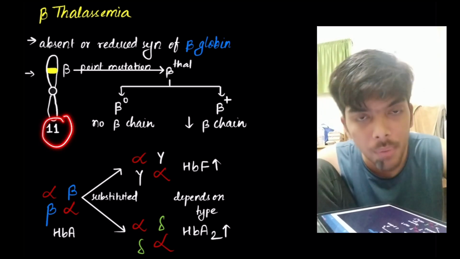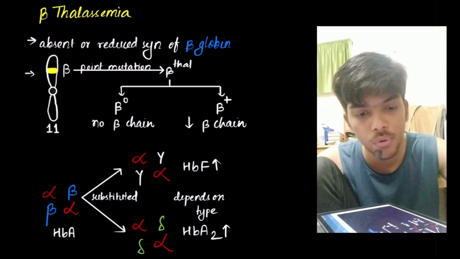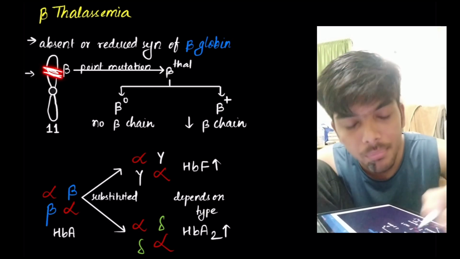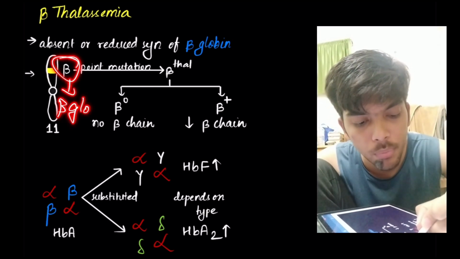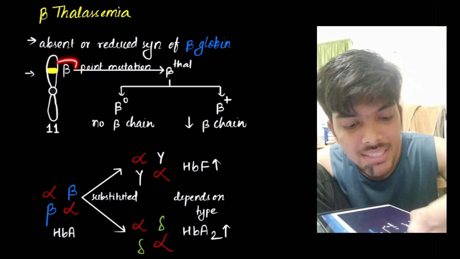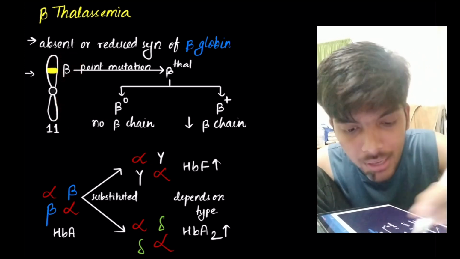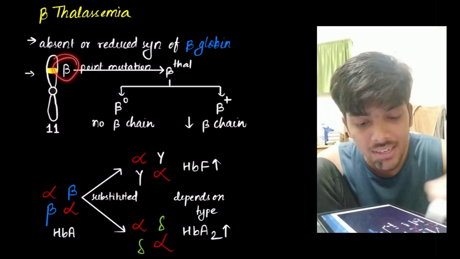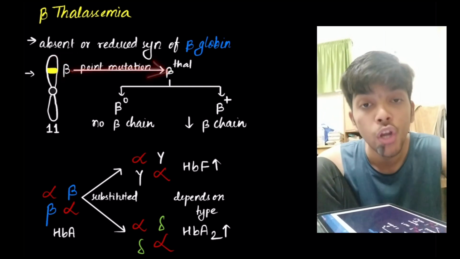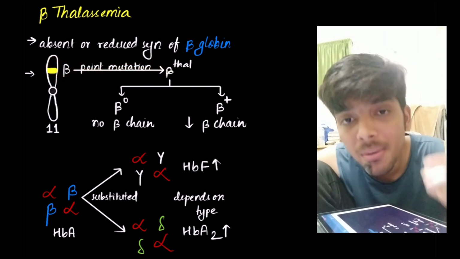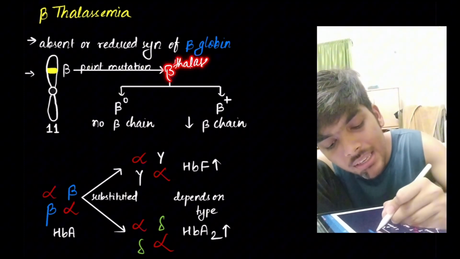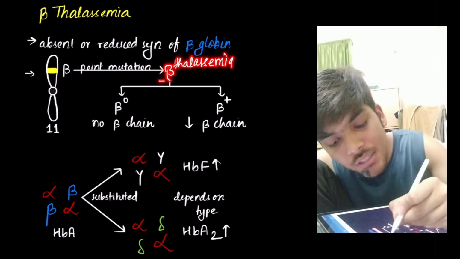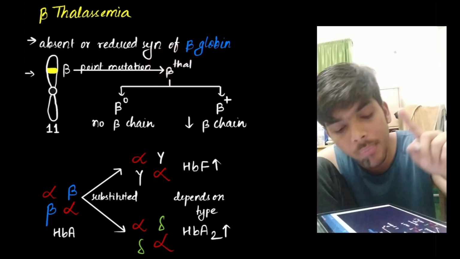So here's chromosome number 11. This is one homologous chromosome. Here's the beta gene. This beta gene is responsible for the production of beta globin protein. Right now, this is the normal beta gene. However, in beta-thalassemia, this beta gene suffers point mutation. Due to point mutation, now the beta gene becomes mutated into beta-thal, or beta-thalassemia. This is your abnormal or mutated beta gene.